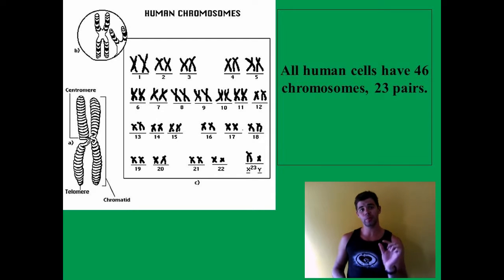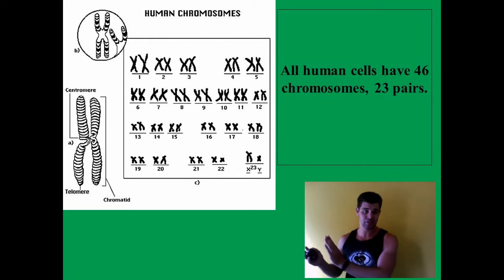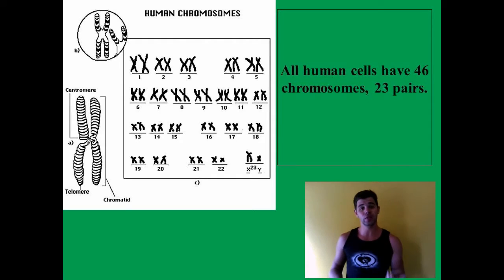Now you've got 23 pairs of chromosomes. They are paired up, which means you've got 46 individual chromosomes all together. If you look at that picture, you can see that there are little X shapes all paired nicely next to each other. The reason for this is that you get 23 chromosomes from your dad, you get 23 chromosomes from your mum, and they join together in pairs.